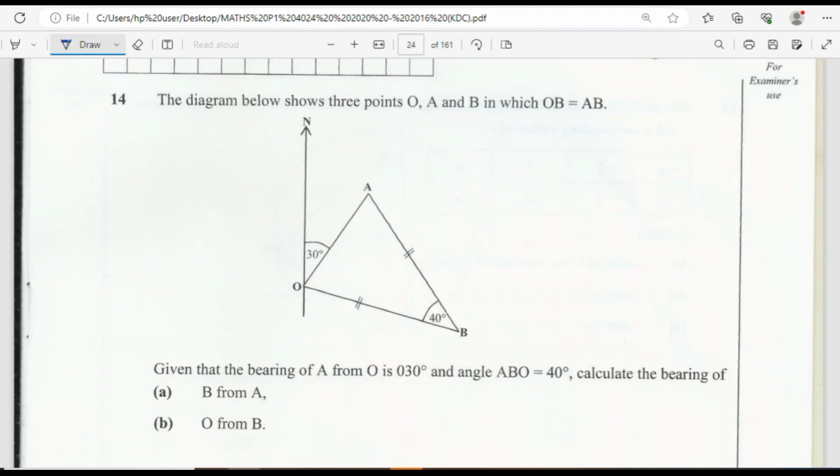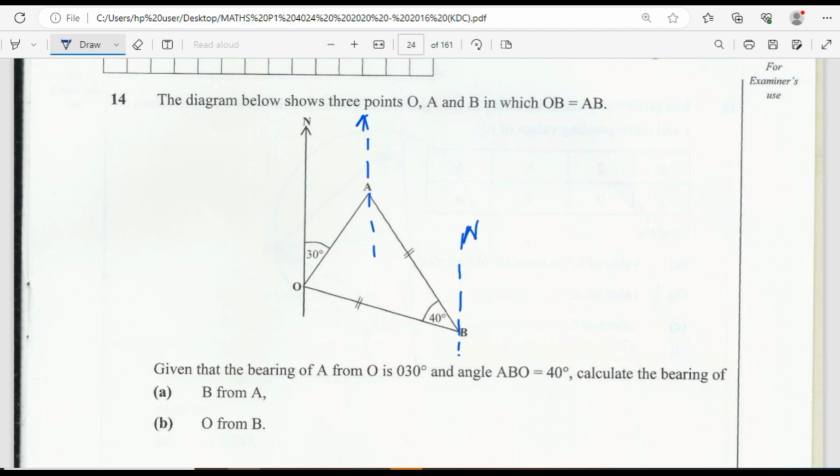So we move on to question 14. The diagram shows 3 points O, A and B in which OB is equal to AB. Given that the bearing of A from O is 30 and angle ABO is 40, calculate the bearing of B from A. So first we are going to extend some lines for each vertex.